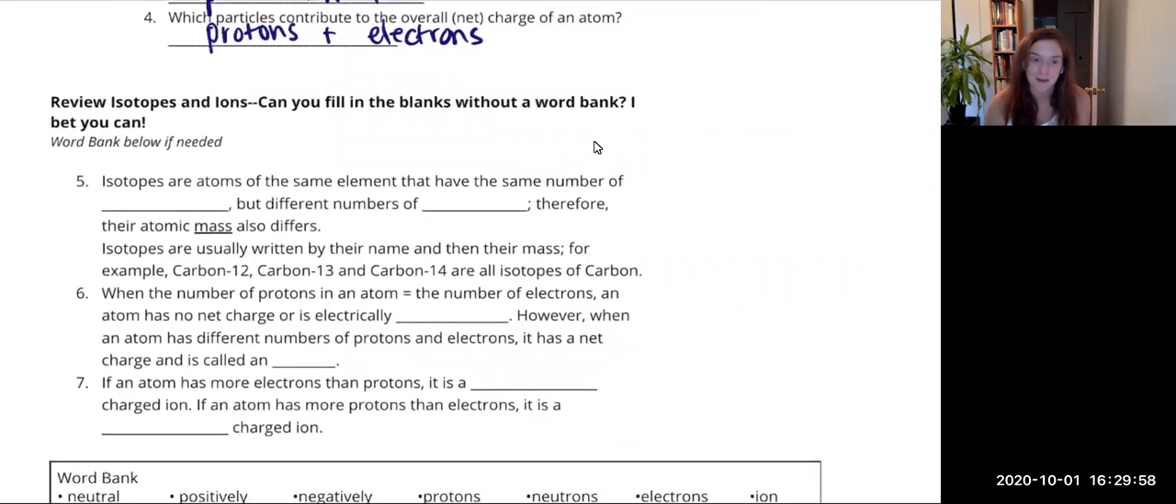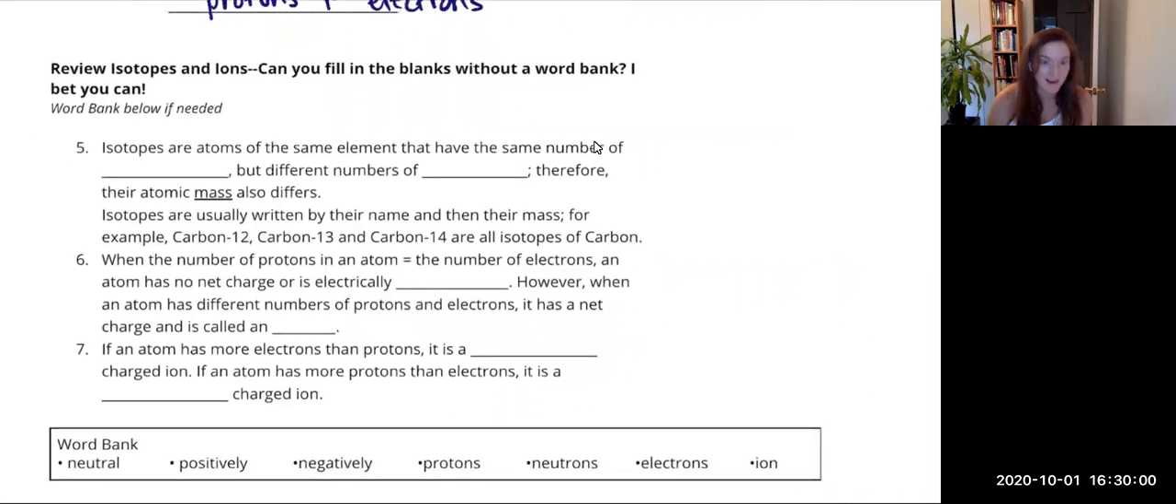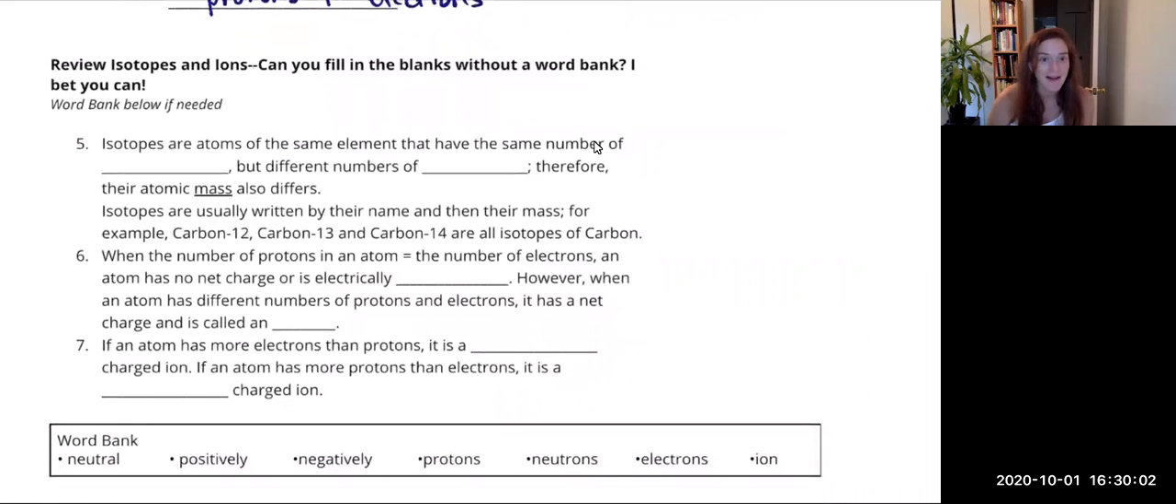All right, so here we go. Can you fill in the blanks without using the word bank? I know you can, but I put one there for you too, just to double check. So isotopes are different versions of the same element. If they're the same element, they must have the same number of protons. Otherwise, they'd be different elements. But they have different numbers of neutrons. You got it. And so therefore, their mass is going to be different.